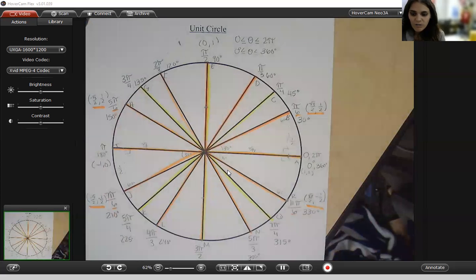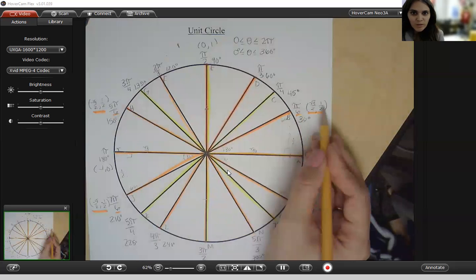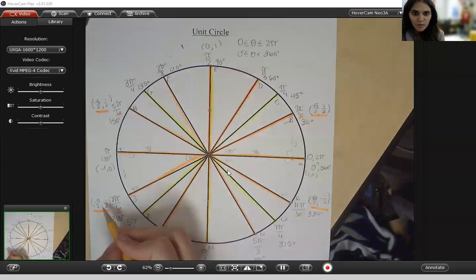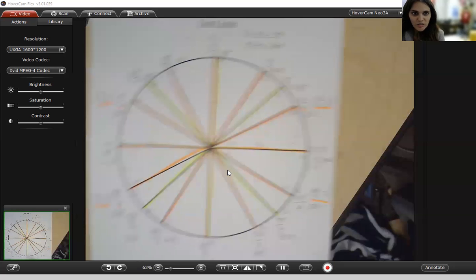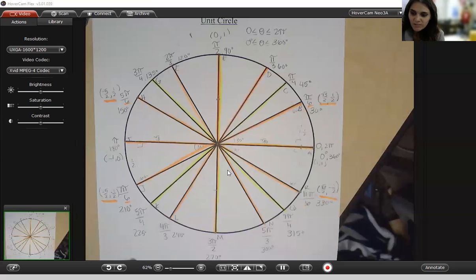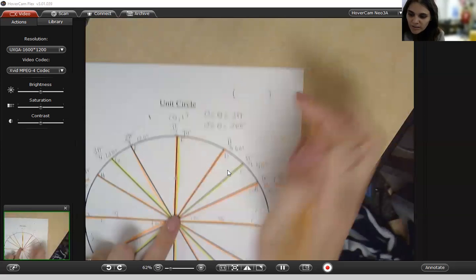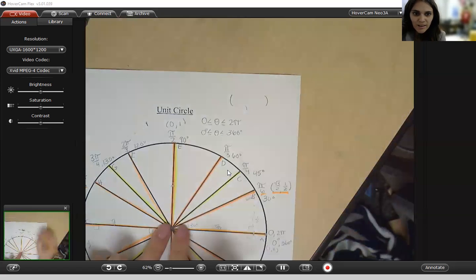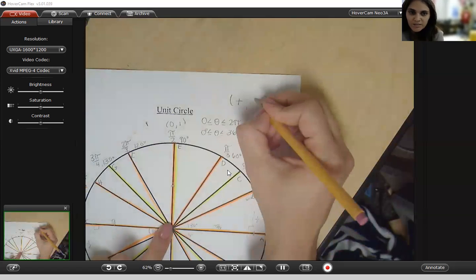What do I need to know? Well, as soon as I figured out that this was pi over 6 was rad 3 over 2, 1/2, I could go ahead and write that in over all of my ones that are over 6. I just need to know the signs. Are they positive or negative? Well, that's where it helps me to know over here in quadrant 1, I've gone to the right and up. So my x is positive and my y is positive.